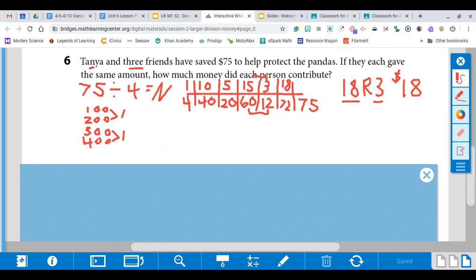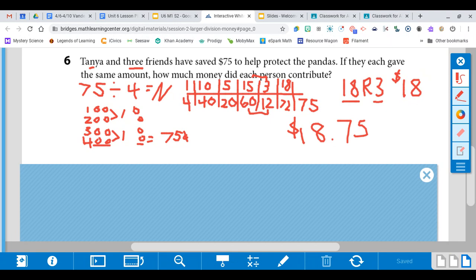Well, if there's 4 people and I need to split that $1 between, they're each going to give 1 more quarter, right? So now they each gave 2 plus 1 more. So they each ended up giving 3 quarters, which is 75 cents, right? So before, we knew that they each gave $18. And then if we interpret our remainder, they would have each contributed $18.75.